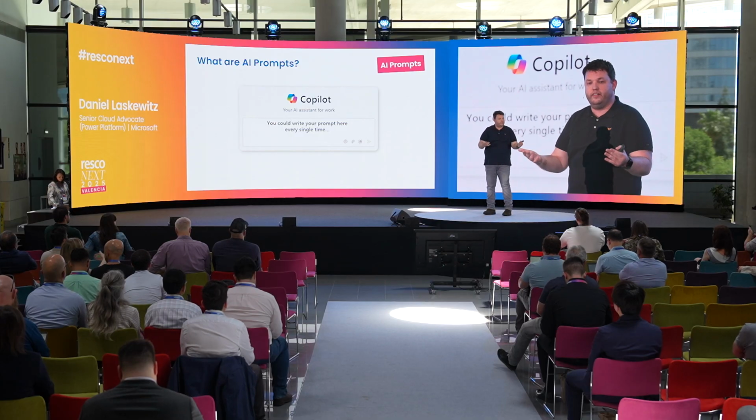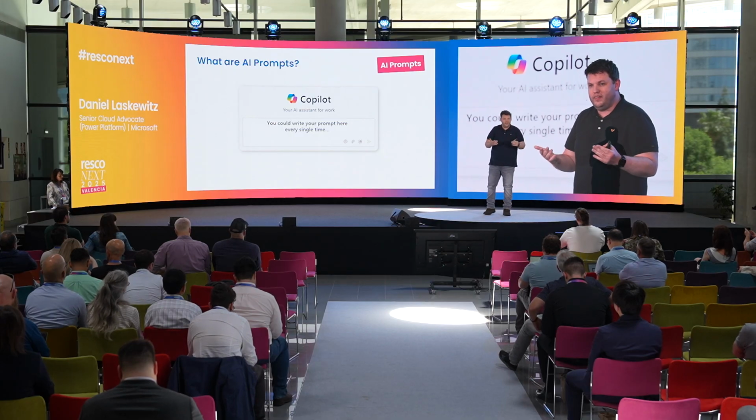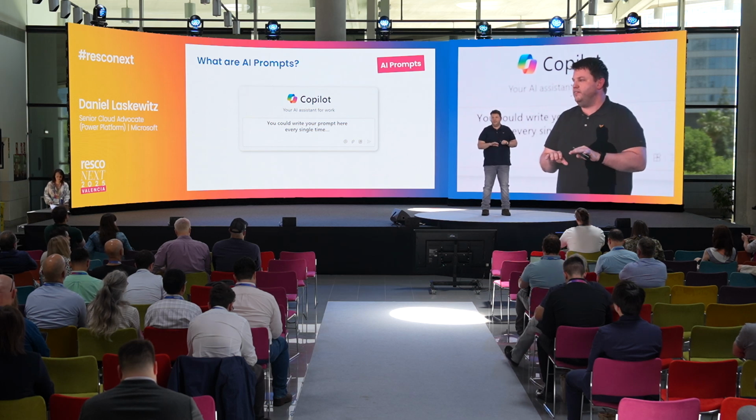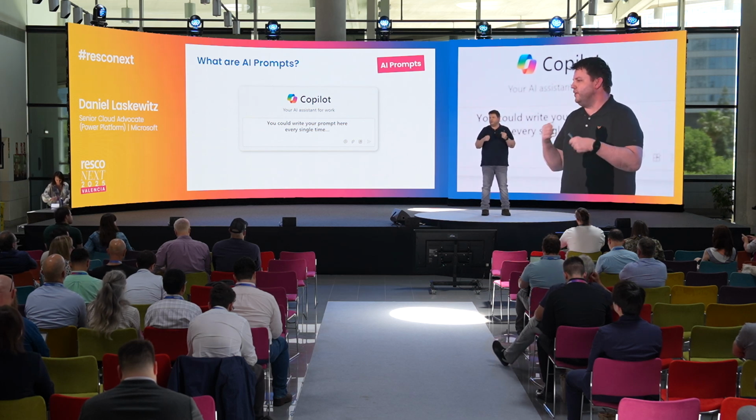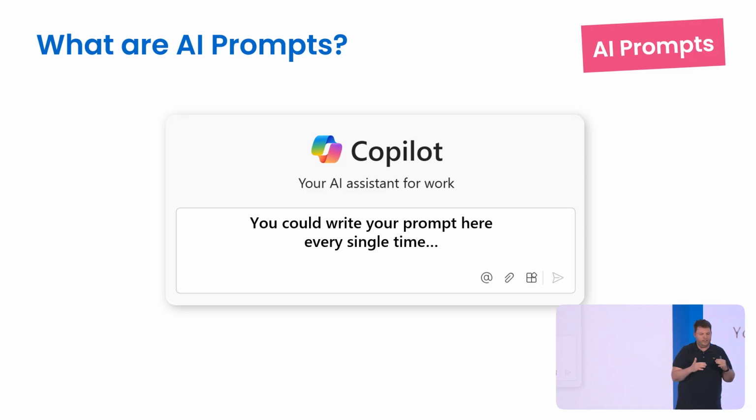So normally when you use a tool like, for instance, Microsoft Copilot or Microsoft 365 Copilot, you will probably recognize that you can enter a text there. You can enter a prompt. And when you do that, you always have to write it over and over again. So every time you are in Copilot and you have a good prompt, the next time you need it, you need to type it again, and then you can go on. And that's what AI prompt solves.